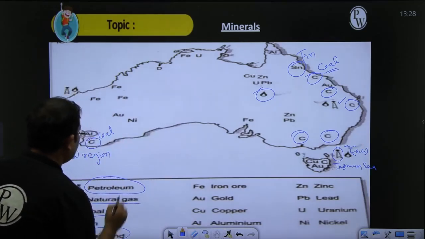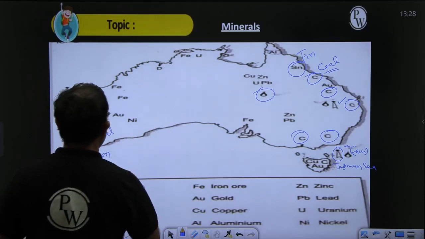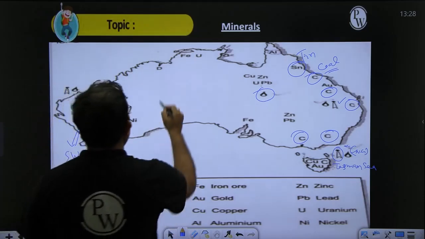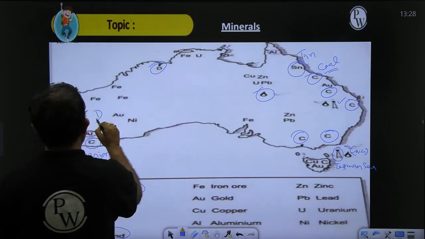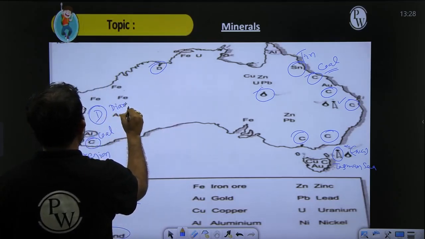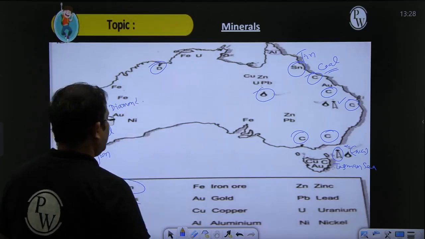Diamond is also found in Western Australia. This is diamond, you see, Kimberley. Diamond, you will also find in this area. This area also has diamond. Okay, these areas are your diamond area.